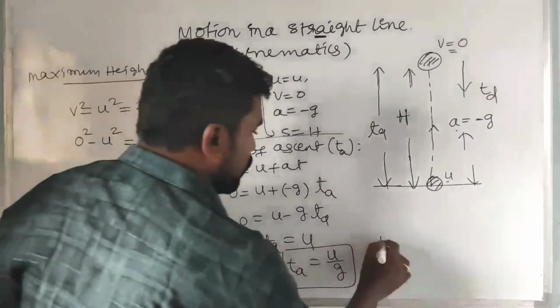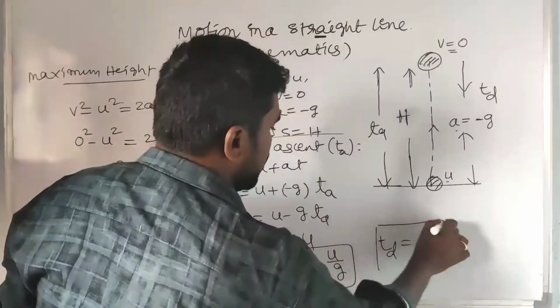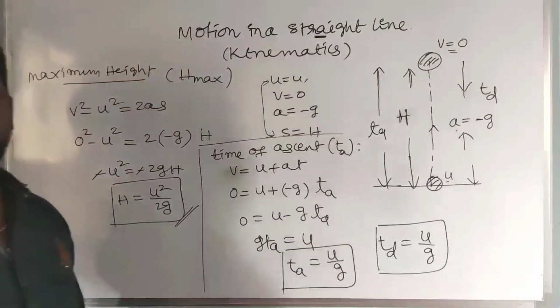So TD is also u by g. So time of ascent and time of descent are always equal.